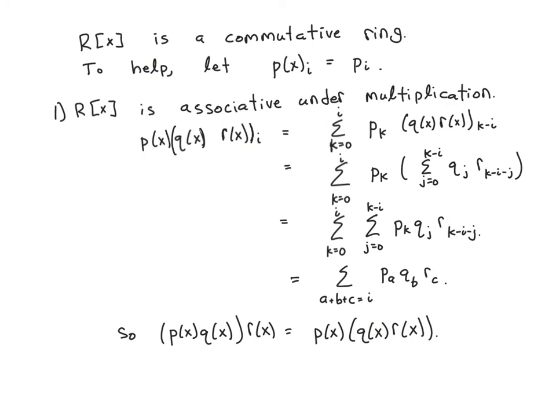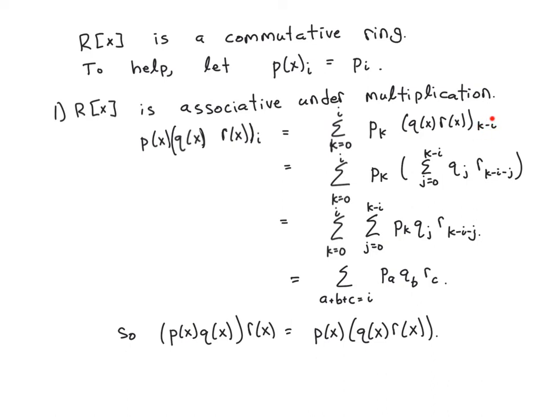Of course, we're not done yet. It turns out if you do the product in the other direction, the same result happens. Therefore, you have associativity. Let's actually check that. The ith coefficient of this product is the summation k goes from 0 to i of p sub k times the (i minus k)th coefficient of q(x) times r(x).